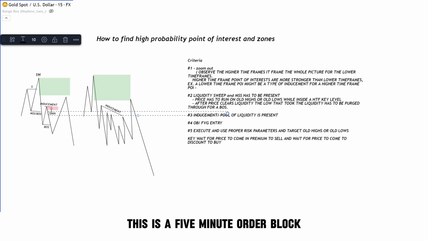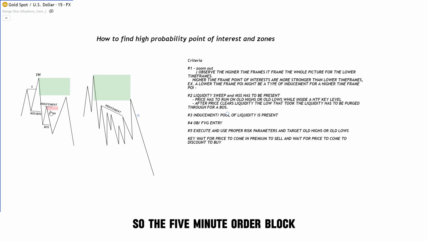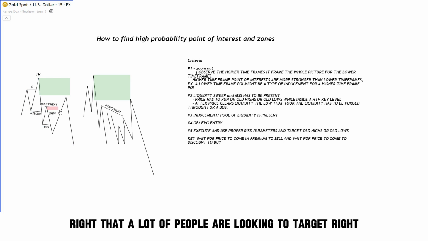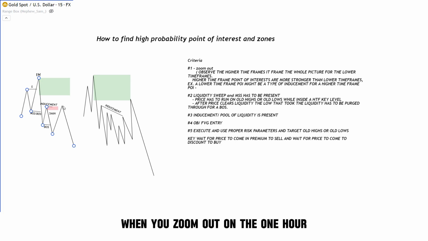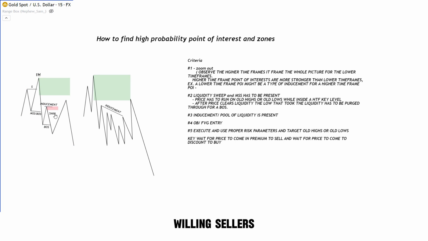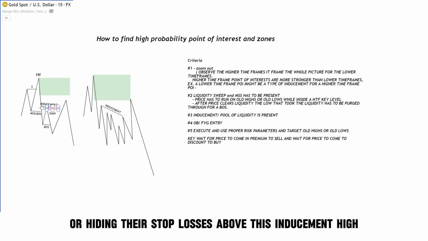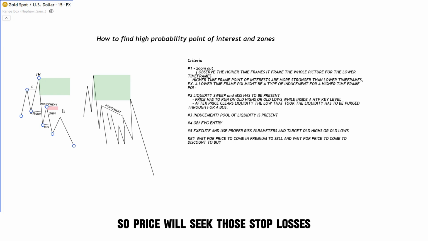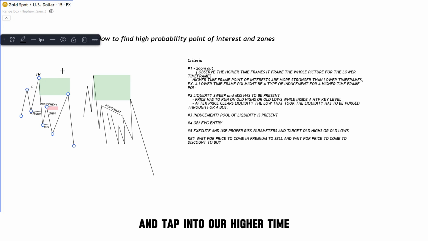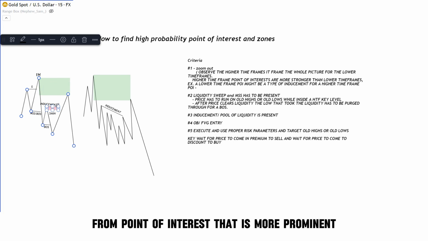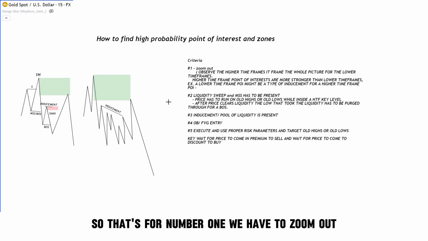This is a 5-minute order block. So the 5-minute order block, right, that a lot of people are looking to target, when you zoom out on the 1 hour, you see that it's used as an inducement. Price is gonna pull to that order block. Willing sellers are hiding their stop losses above this inducement high. So price will seek those stop losses and tap into our higher time frame point of interest that is more prominent. So that's for number one.